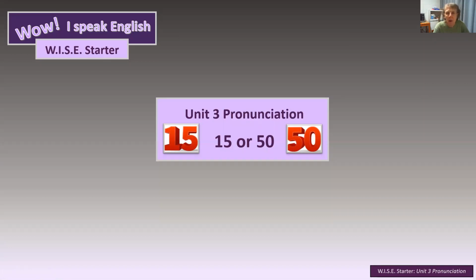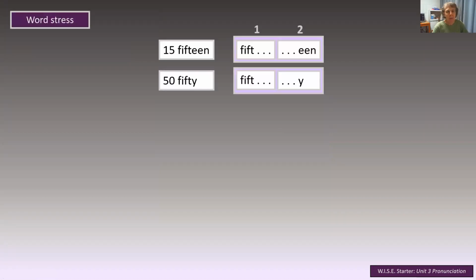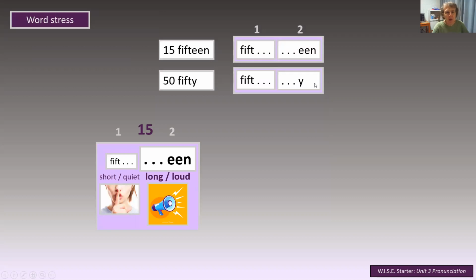Today we will study the pronunciation sections from W.I.S.E Starter Units 3 and 4. We will start with 15 or 50. We're talking about word stress. You can see the words 15 and 50 both have two syllables, 15, 50. But their word stress is different.